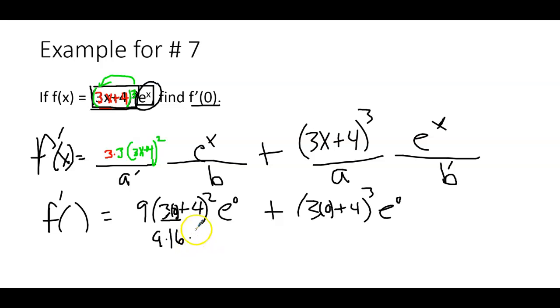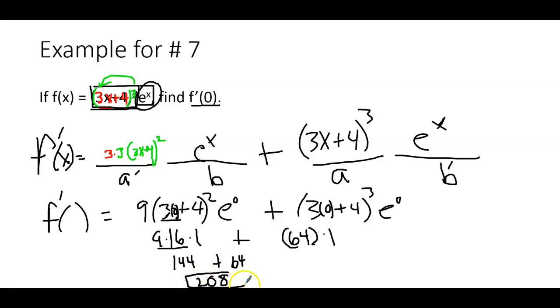E to the 0 is 1, so we can just put a 1 there. Here we have 3 times 0 is 0, plus 4 is 4. To the third power, I believe that is 64, if I'm not mistaken. And then we have e to the 0, which is 1. Okay, let's do this 9 times 16. What is that? 90 and 54. So I think that's 144. And then 64. And then putting these together, we have 8.